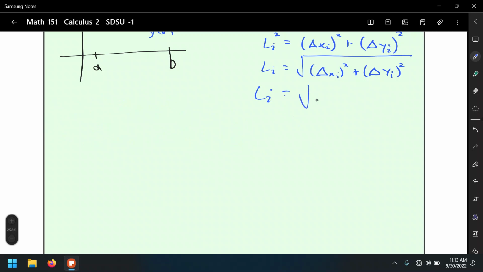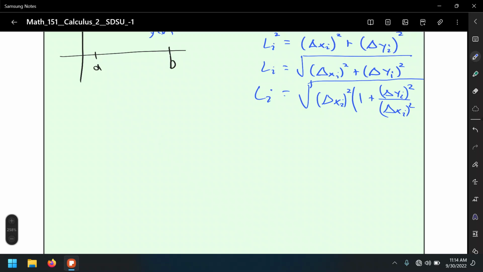will be, I'm going to factor delta x sub i squared times 1 plus delta y sub i squared over delta x sub i. Now, do you see where we are going now? Do you see this delta y over delta x? That eventually is going to take us to the dy dx that we're looking for.